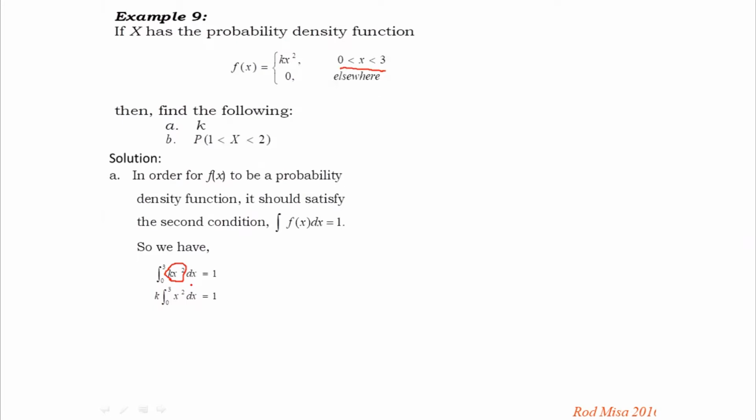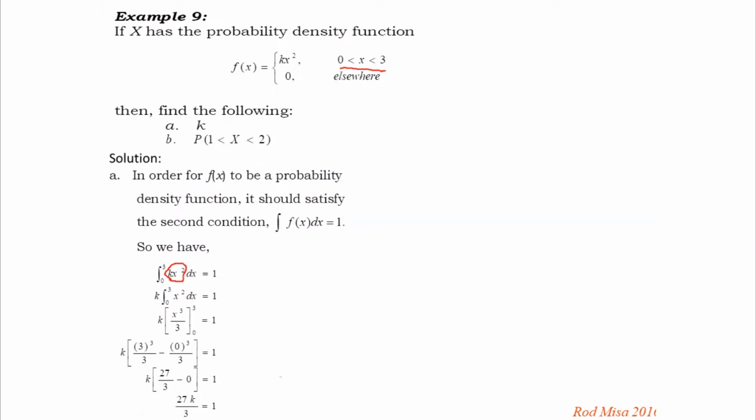So integrating x squared with respect to x, we have x cubed over 3. And using the fundamental theorem of calculus, we substitute our upper limit in the function inside. So we have 3 cubed over 3 minus the function when you substitute the lower limit, which is 0 cubed over 3. So 3 cubed over 3 is 27 over 3 minus 0. And subtracting 0 is just the same number here. So we have 27k over 3, which is equal to 1.